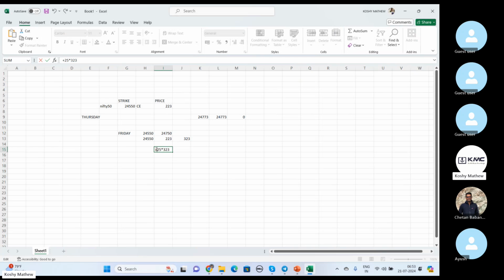So this is a profit you have made. How much did you pay for buying it? 25 into 23. So what's the difference? This minus this. 1,500 rupees you made profit. Again, what will happen? There's a possibility that after 2 hours, Nifty might have come down again to 24,000 or 24,200. Market doesn't keep on going up, right?